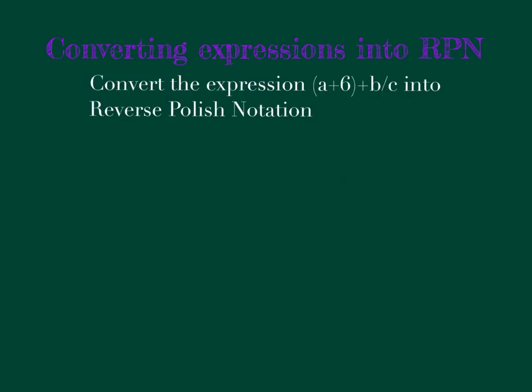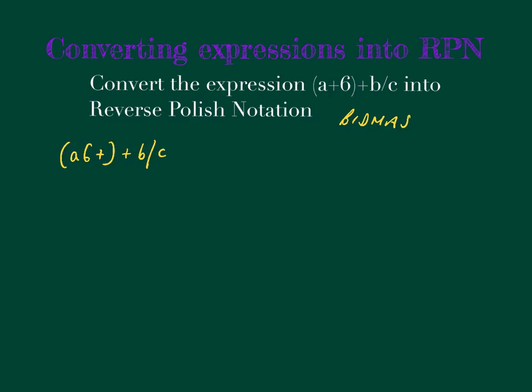So let's look at an example question. If we have an expression A plus 6 in brackets plus B divided by C, how does that get turned into reverse Polish notation? Okay, so remember that we have to follow the rules of BIDMAS. So the brackets are first. So I'm going to process what's inside the brackets, so that gives us A6 plus, and then we have B over C.